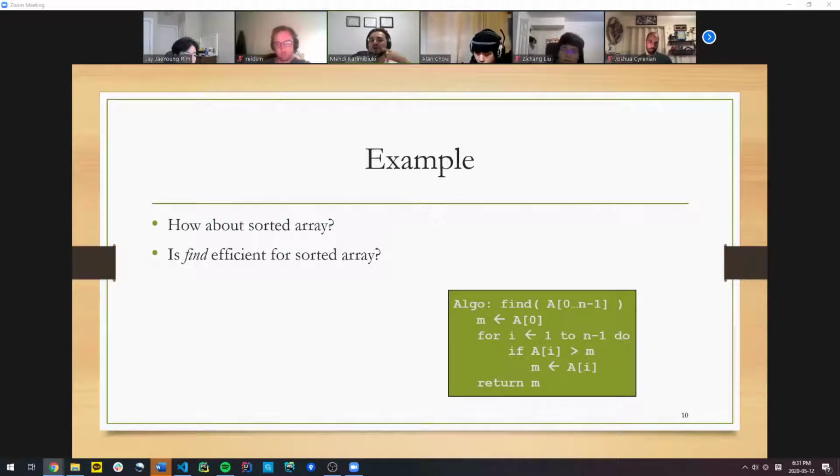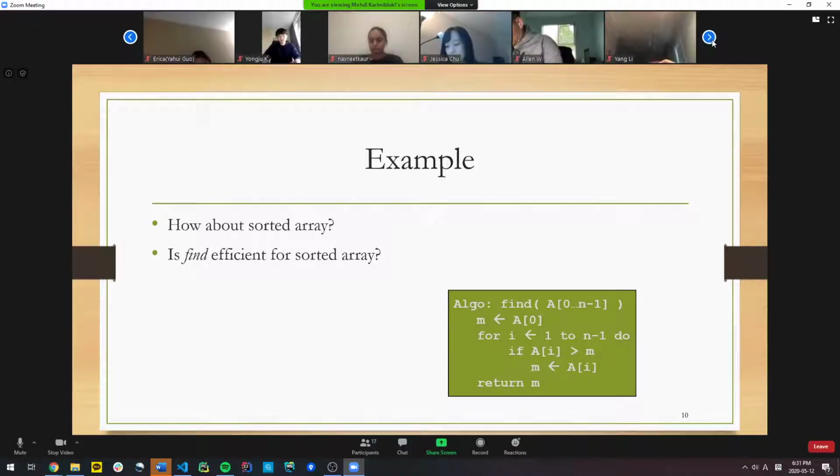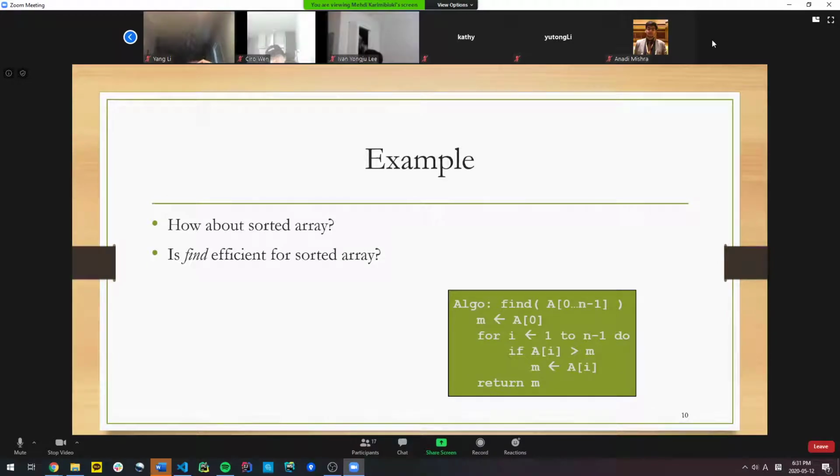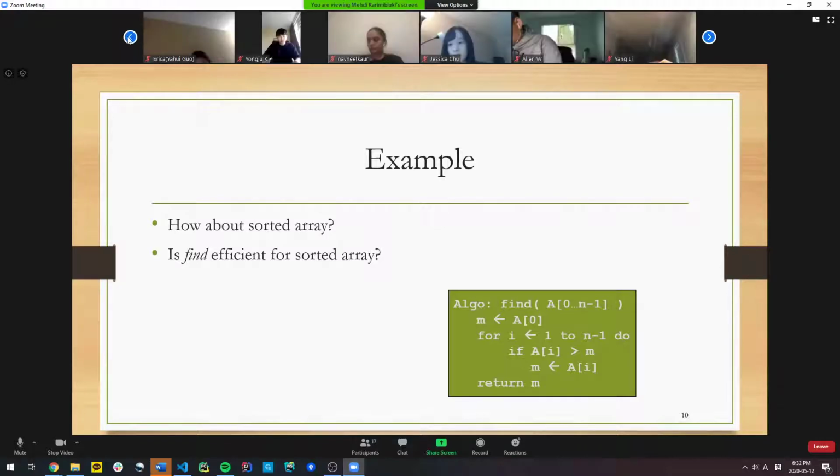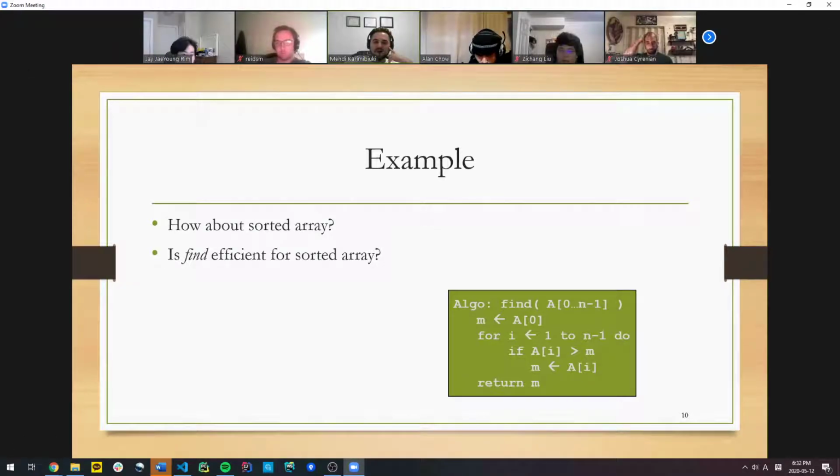So this algorithm is not efficient for that, right? Because what this algorithm is doing is it's still walking. You look at that for loop, right? It starts from index 1, gives it to i, and goes to the last index in the array, which is n minus 1. And it does the comparison: if A[i] is bigger than m, do the replacement, and keep doing that. So if your array is sorted, why do we need to do that? We just need to return the last index.